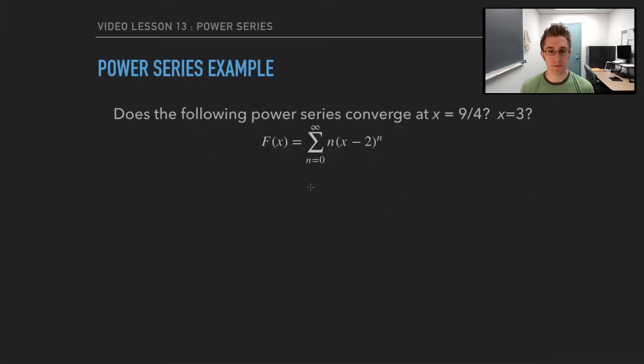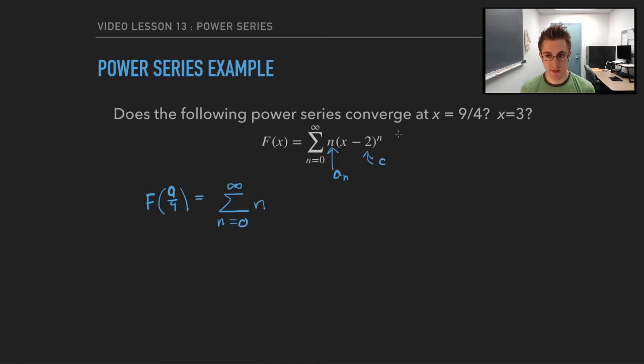So here's an example. I have a power series, f of x equals the sum from n equals 0 to infinity of n times (x minus 2) to the n. So the center here is 2, this is c. And this n is a_n, if you're thinking about it in terms of the formula on the previous page. So, okay, here's the question. Does this power series converge at x equals 9 over 4? The way I find that out is, I just plug in 9 over 4 for x in this series.